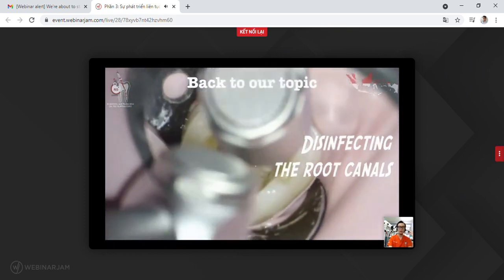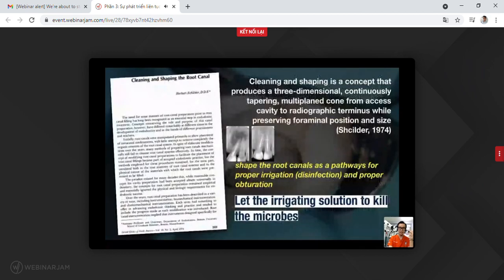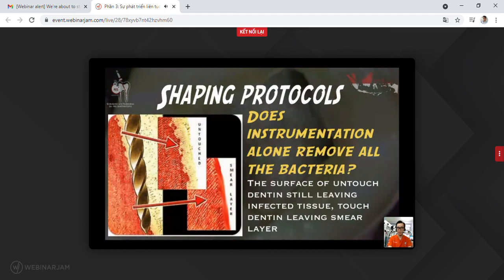By what means can we disinfect the root canals? From this paper, we can see that the success of endodontic treatment depends on the eradication of microbes, if present, from the root canal system and the prevention of reinfection, so that we can have success in endodontic healing. And disinfecting the root canal can be achieved by having proper shaping, proper room inside the main canal. Then the disinfecting agents go through it, killing the bacteria inside the root canal.